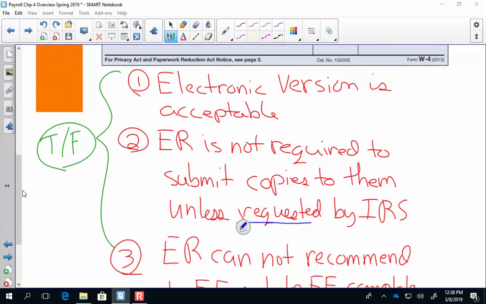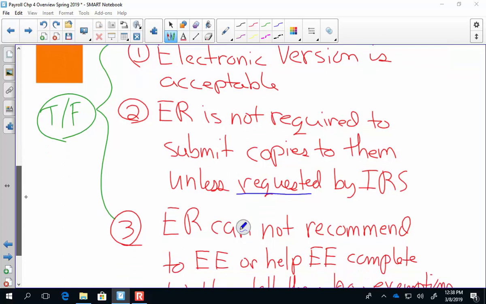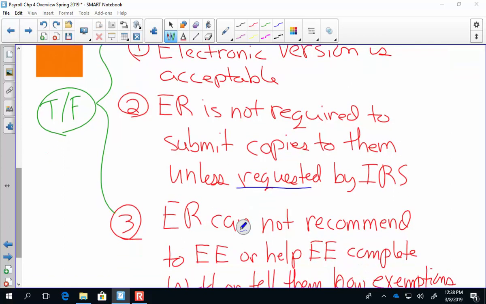An employer can have an electronic version that is acceptable. They don't have to be on paper like we show here. And the employer is not required to submit this copy to the IRS unless requested by the IRS. In my 30 years, I've never had the IRS call me up as an employer and say, give me a copy, but they can if they wish to.